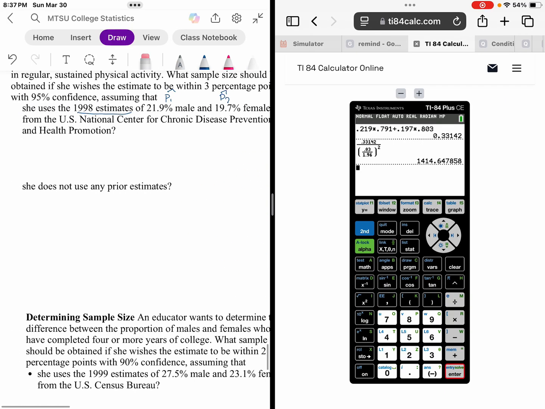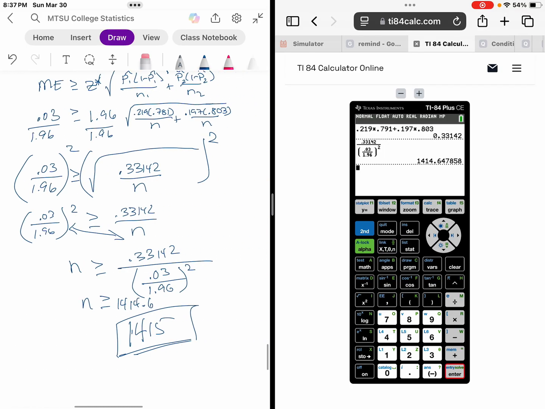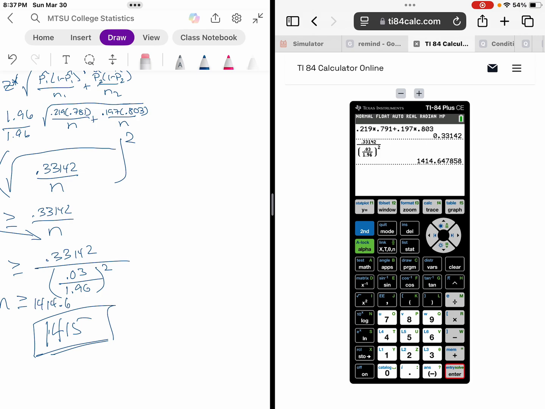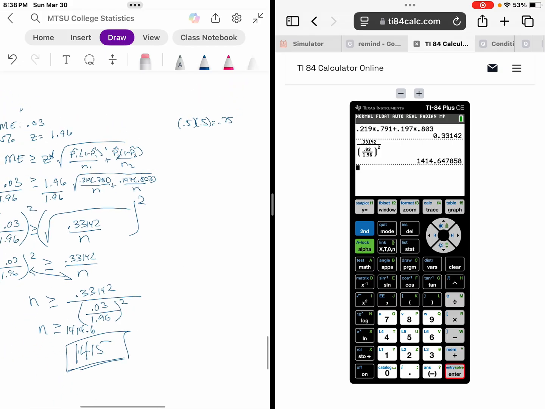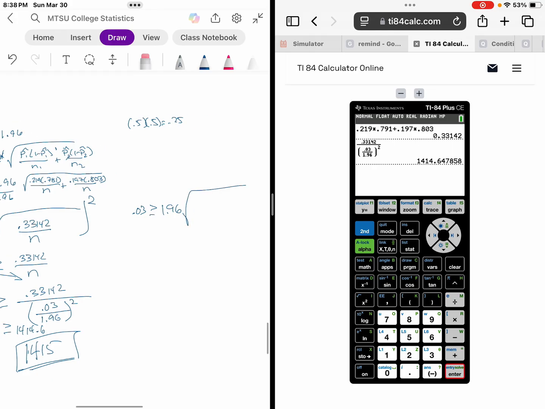Now they ask me, what if she doesn't use any prior estimates? So that changes it to where inside of our P1 hats, it's actually 0.5. So what that's going to give us is 0.5 times 0.5 is 0.25. So if I look at our fraction, 0.03 is greater than or equal to 1.96 times the square root of 0.25 over n plus 0.25 over n. So really the inside of the square root is 0.50 over n.